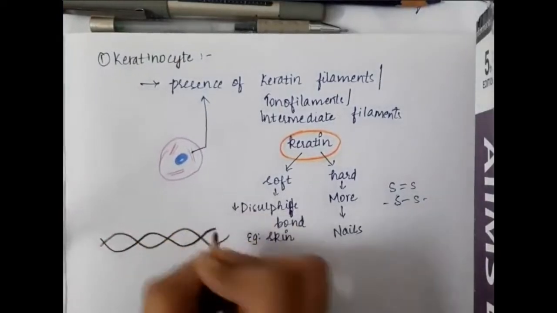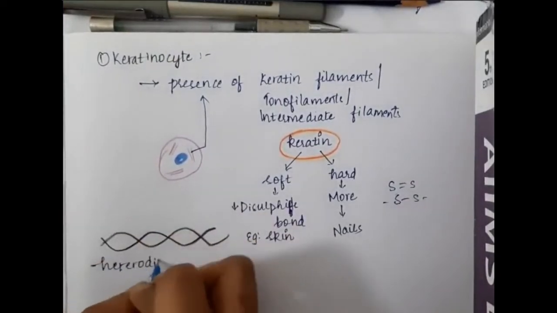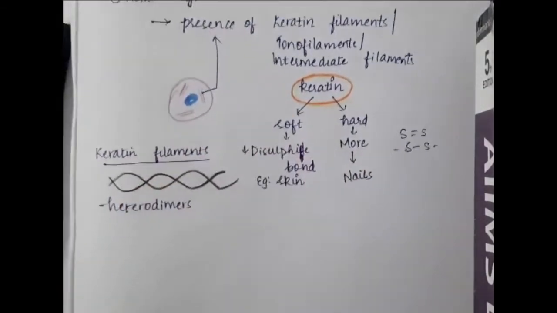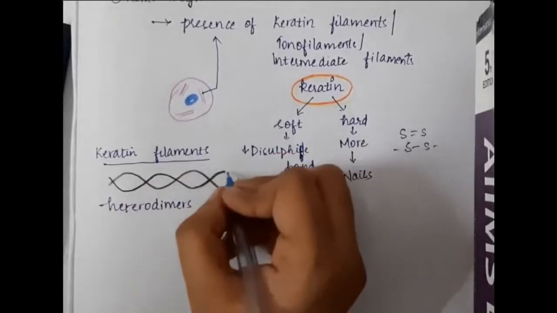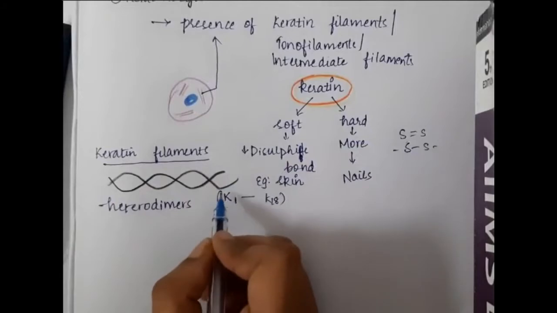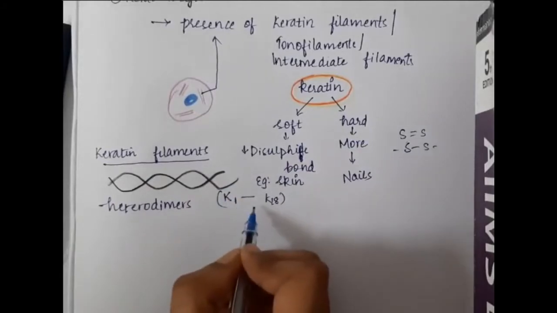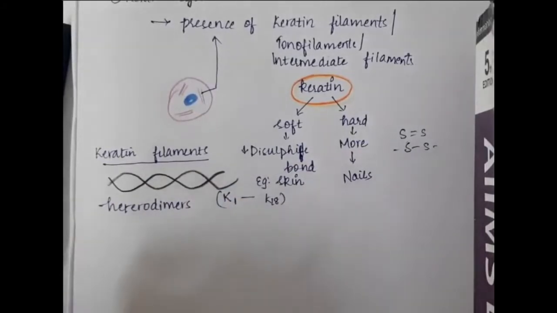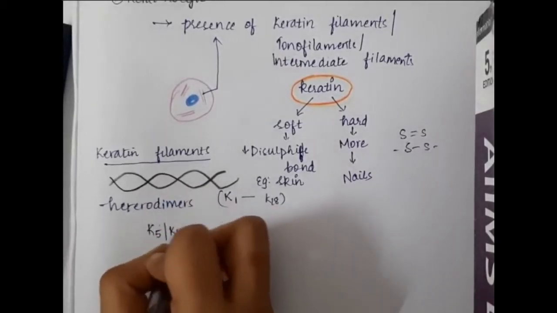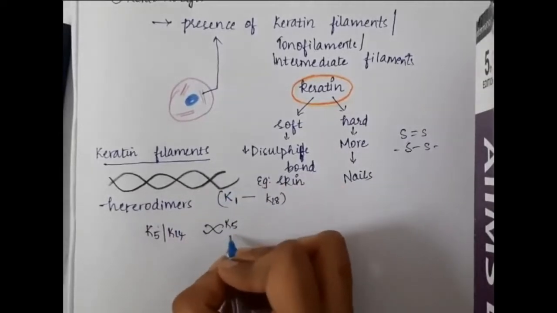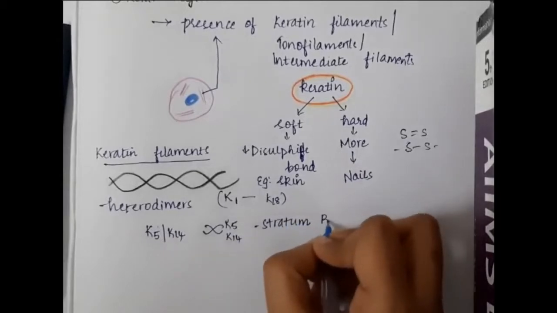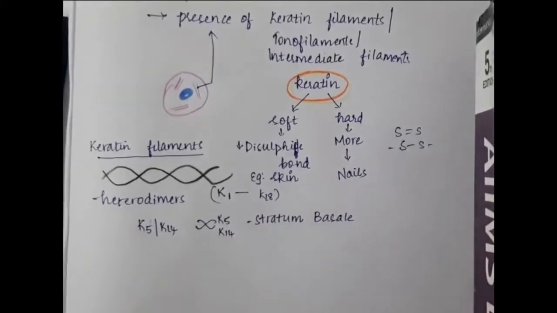Keratin filament is a heterodimer which contains keratin subunits. So it has K1 to K18 subunits. For example, these combinations are present and they form keratin filaments. K5 and K14 combine together to form a keratin filament, and this is present in stratum basale.